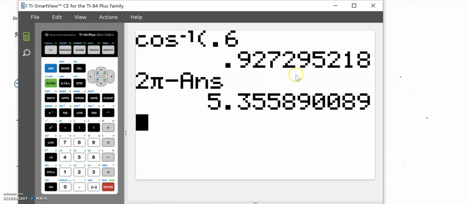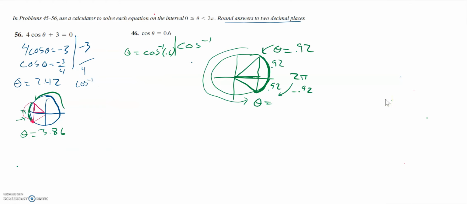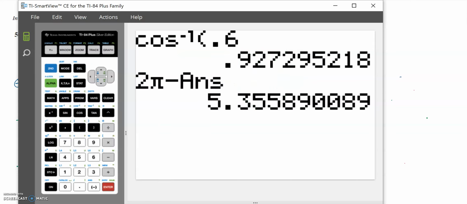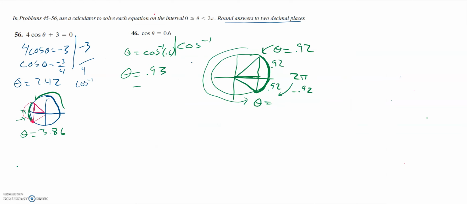So we have 2 thetas between 0 and 2 pi. So roughly between 0 and 2 pi is about 6.28, right? So here's our 2 answers that should work. So we have theta for this one will be 0.93 to round to 2 decimals. And then the other one was, I lost it real quick, but 5.36.